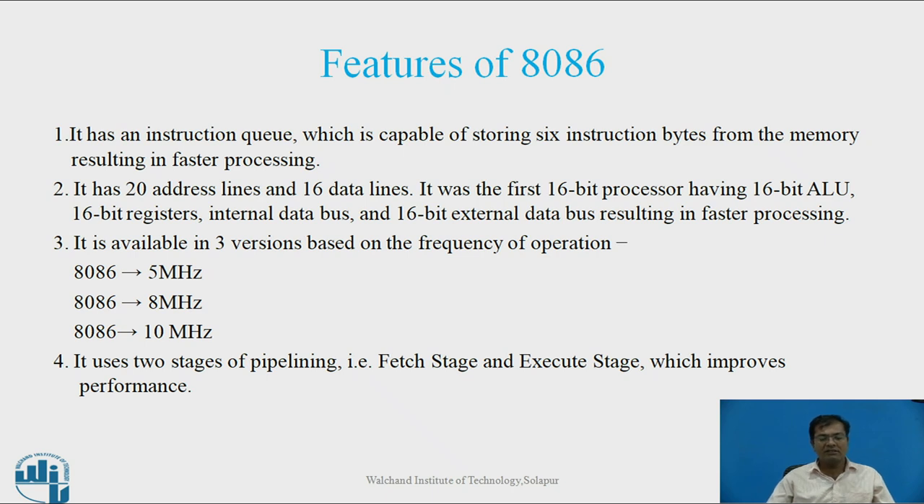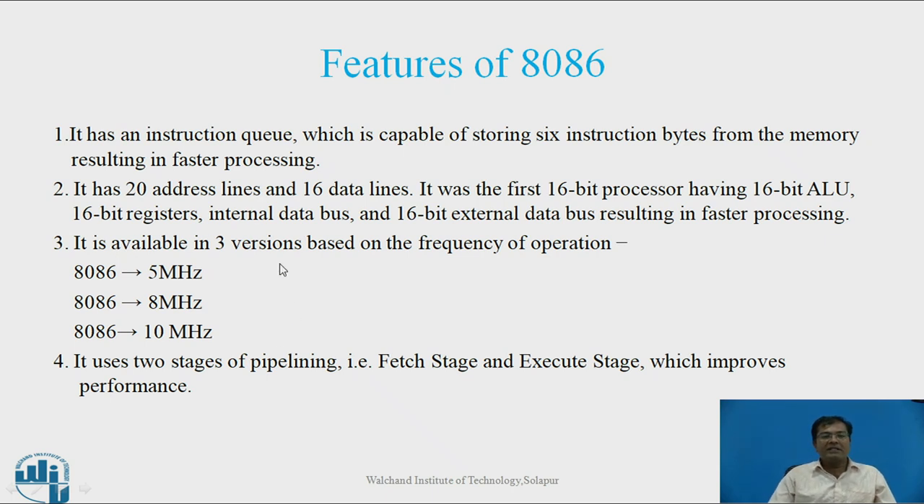Next we'll see the features of 8086. It has an instruction queue which is capable of storing 6 instruction bytes from memory, resulting in faster processing. It has 20 address lines and 16 data lines. It was the first 16-bit processor, having a 16-bit arithmetic and logic unit, 16-bit registers, internal data bus, and 16-bit external data bus, resulting in faster processing.